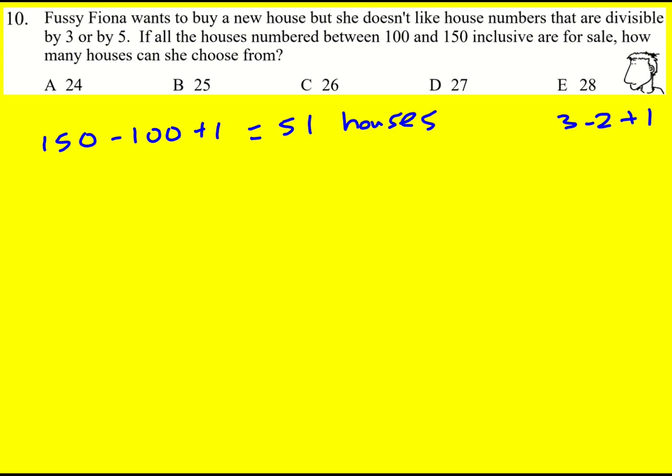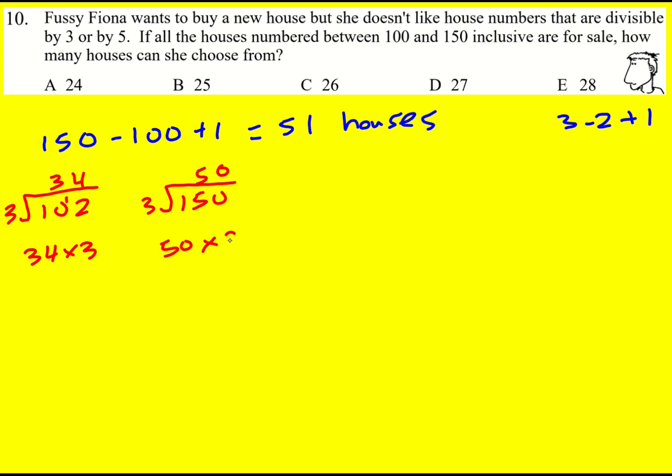Let's take a look at the houses that she doesn't want to choose from. So multiples of 3. Well, 102 is the first multiple of 3 above 100. And if we do 3's into that, we're going to get 34. So 34 lots of 3. And then 150 is also divisible by 3. This one's a bit easier. It's going to be 50.